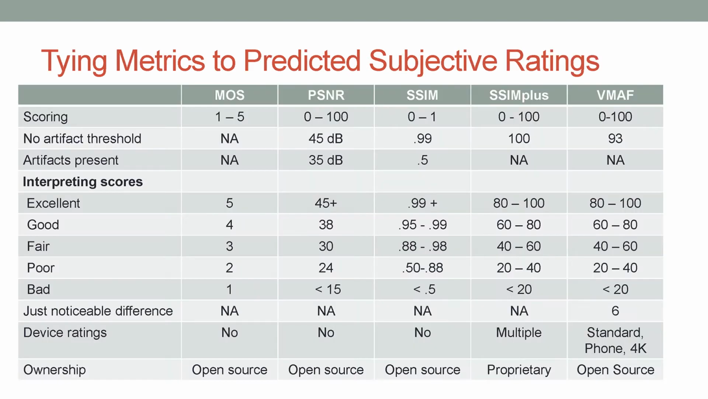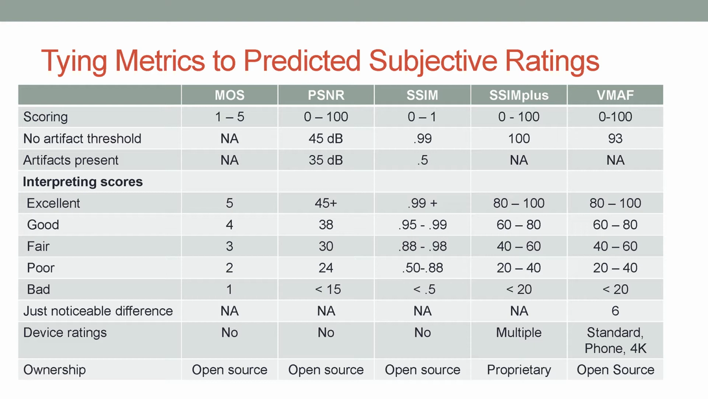This is kind of how I look at objective quality metrics. And here we see mean opinion score, PSNR, all the way over to VMAF. Scoring for MOS is 1 to 5. Artifact threshold: what you want with an objective quality metric is a number that is associated with that video is going to be okay.